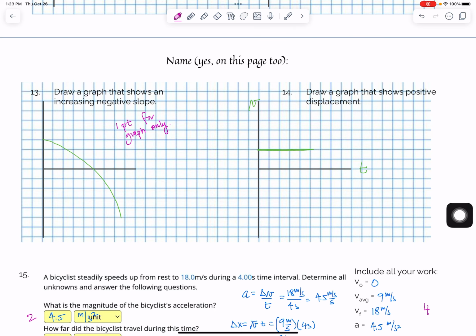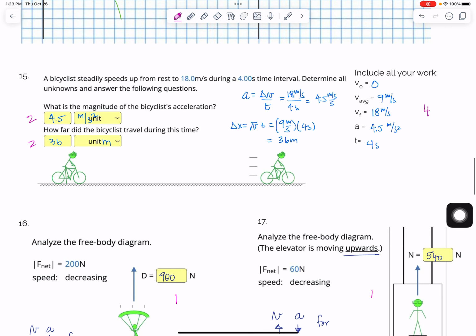Also worth 3 points. Okay, number 15. Include all your work. So I was looking for you to fill in the variables that you know, and then use this calculation. Acceleration is change in velocity over time. This was my change in velocity, and 4 was my seconds, and so I just do the calculation to get 4.5.